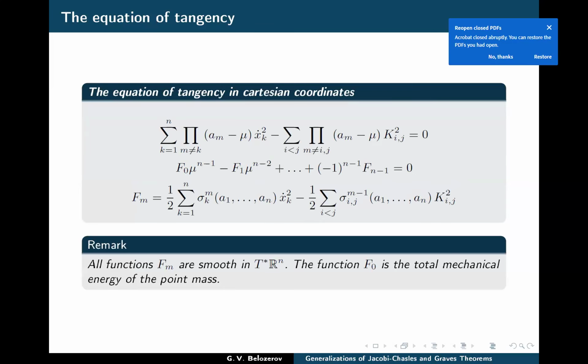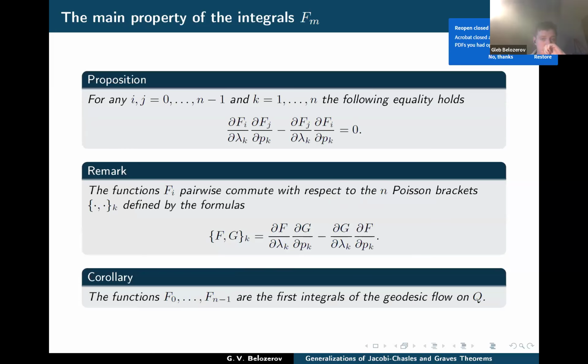Okay, great. Here you can see this property. Note that the sum of such Poisson brackets is equal to the standard Poisson bracket. So the functions f0, f1, ..., fn minus 1 are first integrals of the movement of a material point by inertia.